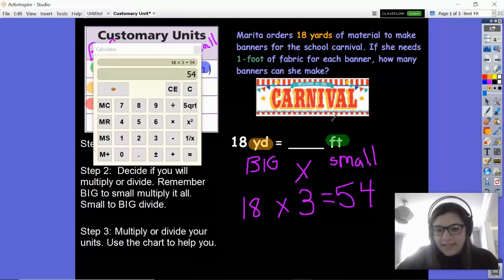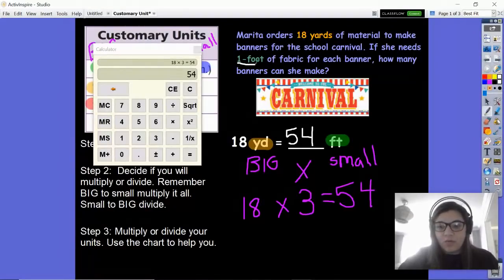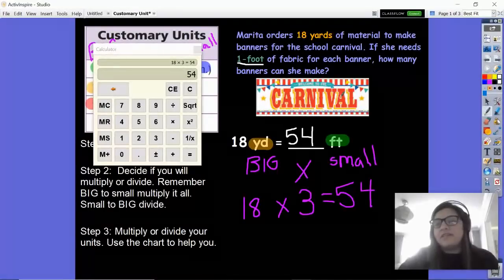So that means that 18 yards is equal to 54 feet. And since in the word problem it tells us that each banner is going to be 1 foot long, that means that Marita is going to be able to make 54 carnival banners.